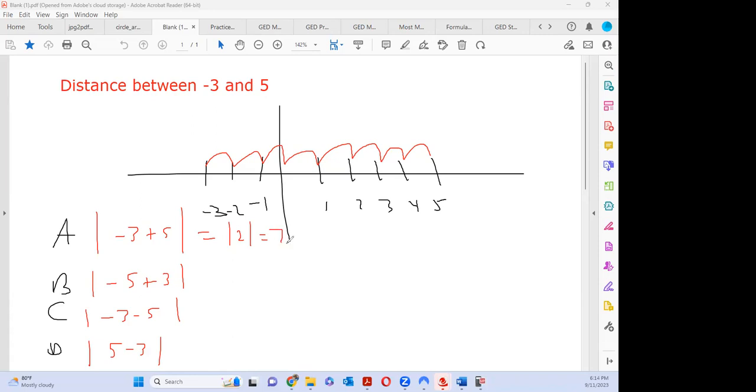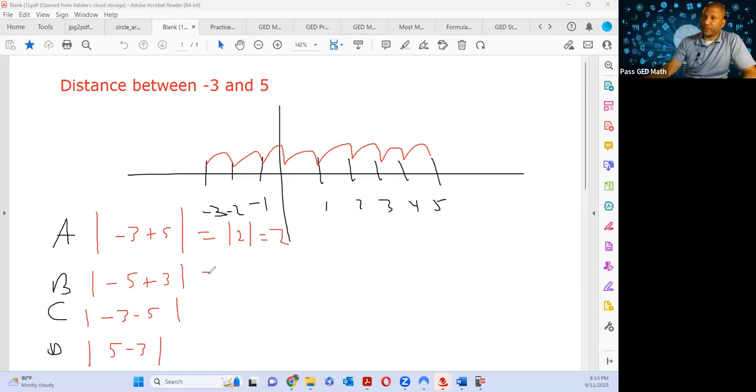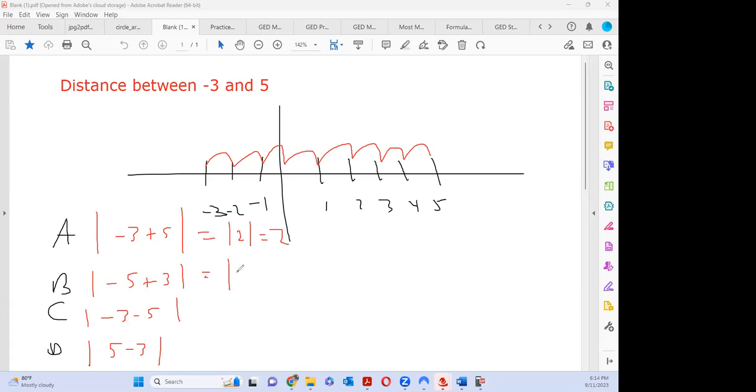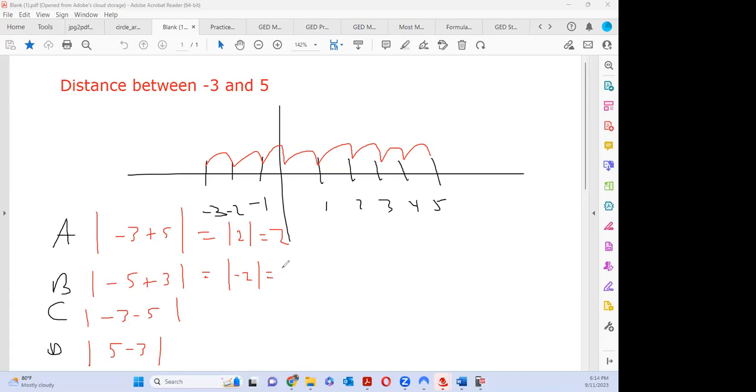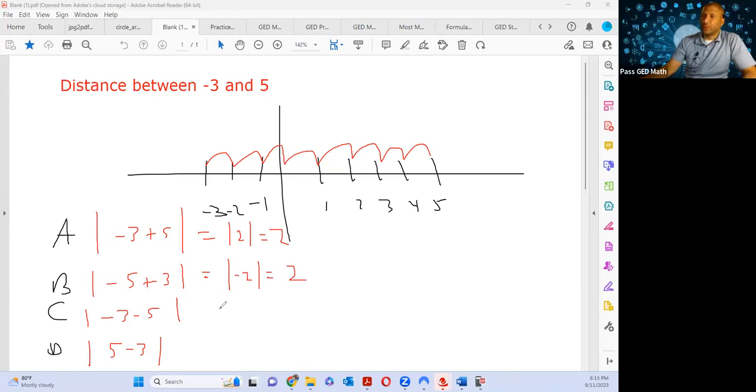It's 2. Okay, what's minus 5 plus 3? Minus 5 plus 3 is negative 2. What's the absolute value of negative 2? It's 2. Don't say negative 2, it's 2.